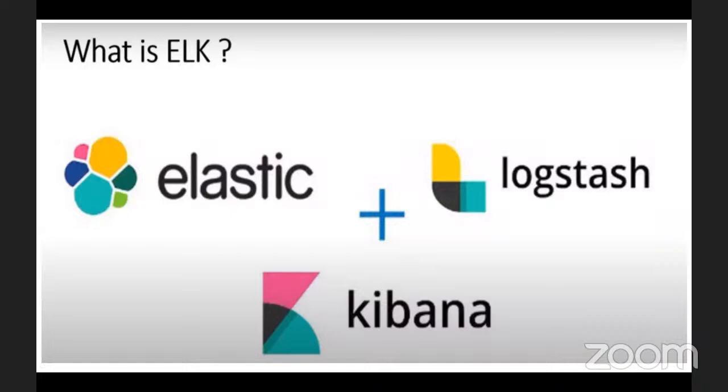ELK. E stands for Elasticsearch. L stands for Logstash. K stands for Kibana. These are the three components. Okay. E stands for Elasticsearch, L stands for Logstash, K stands for Kibana. These three are integrated into ELK.